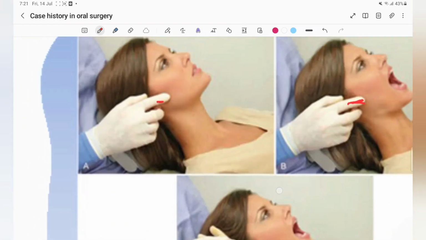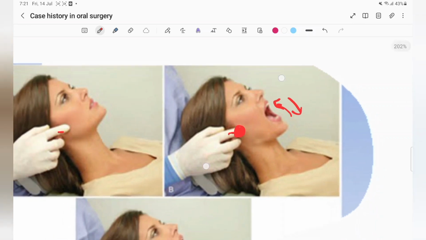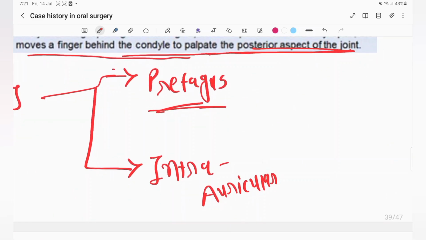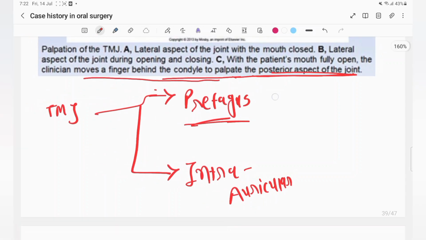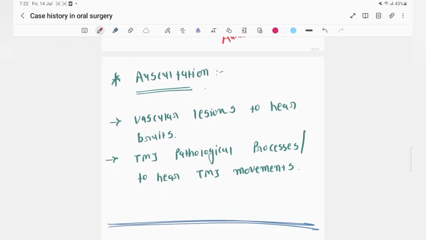So in this diagram, you can see that when you ask the patient to open and close the mouth, you have to place your finger in the pre-tragus depression, and you can feel the condyle moving and any sound you can hear, right? Then the second technique is intra-auricular. In this, you have to insert your small fingers into the ear canal, press anteriorly, and ask the patient to open and close the mouth. Okay. The next is auscultation.